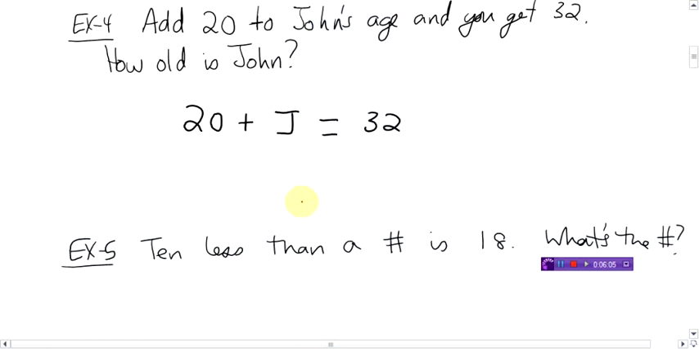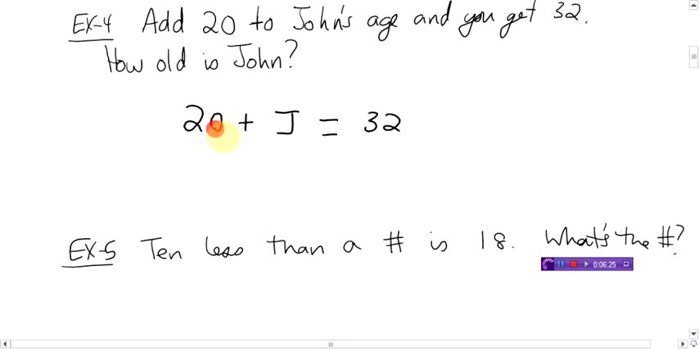And now, we can solve for J using algebra. Now I know a lot of you can do this in your head, and you're thinking, why do we have to do all this stuff? Trust me, you're going to have to do it this way for the trickier ones. Anyways, we want to figure out what is J? What is John's age?